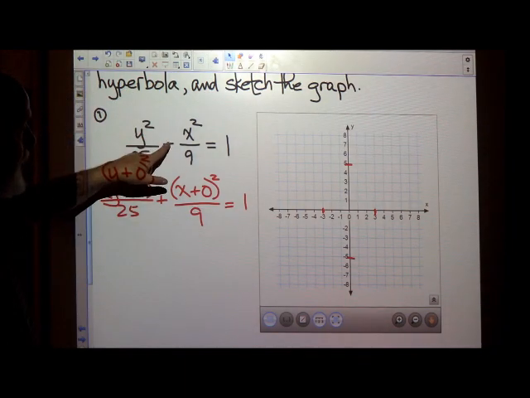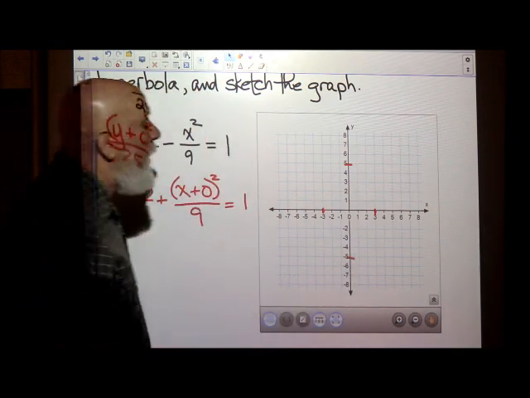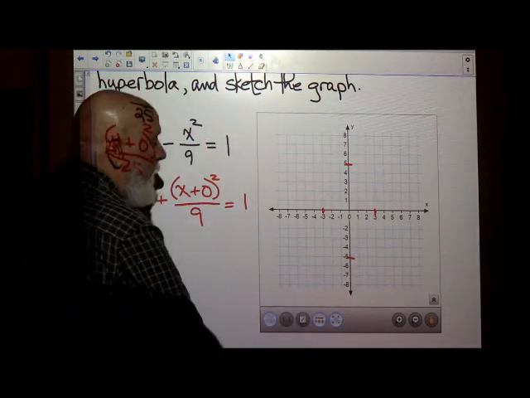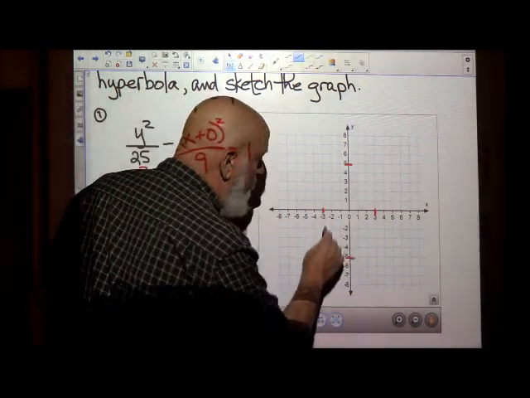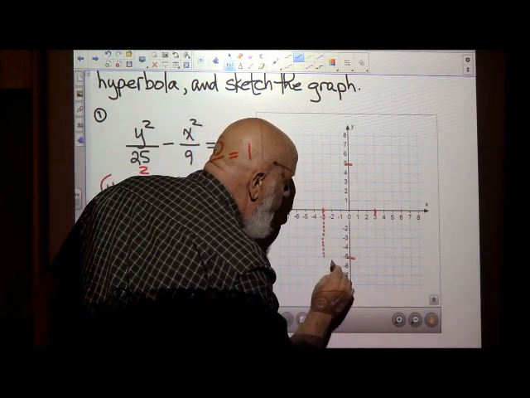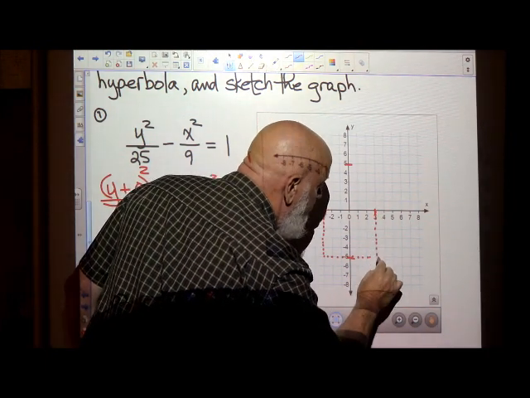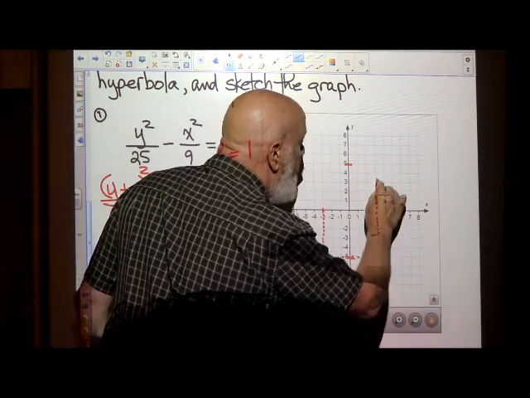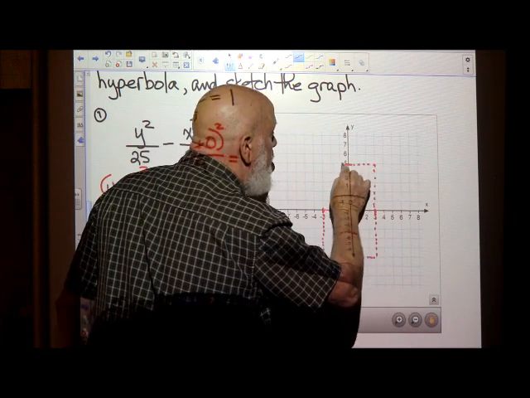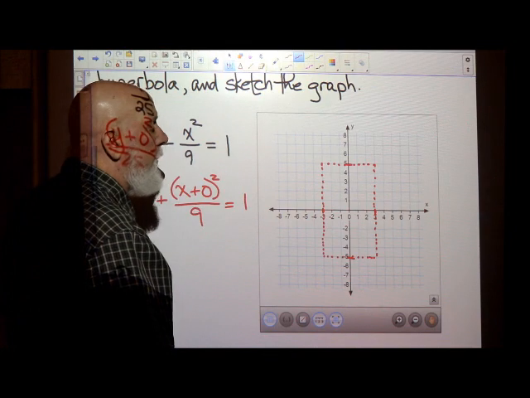If this was a plus sign, I would go ahead and draw an ellipse right here and say, yay, I'm done. But because it's a hyperbola, what I'm going to do is draw a little reference rectangle, and I'm going to go like this. I'm making it dotted because it's not actually part of the graph. It's just for reference, because it's not an ellipse. So there's my reference rectangle.